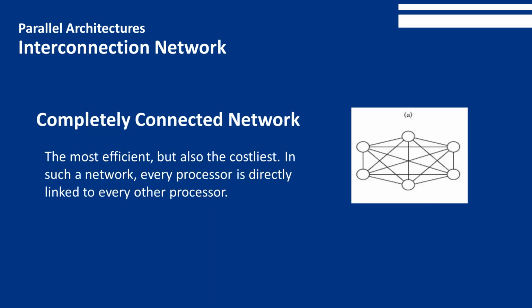The most efficient but also the costliest is a completely connected network, which is illustrated here. In such a network, every processor is directly linked to every other processor. A processor may then send a message directly to another processor over the connection to that processor. Since the number of connections is quadratic in terms of processor numbers, this kind of network is very costly.